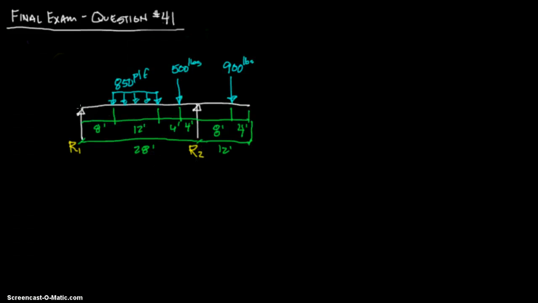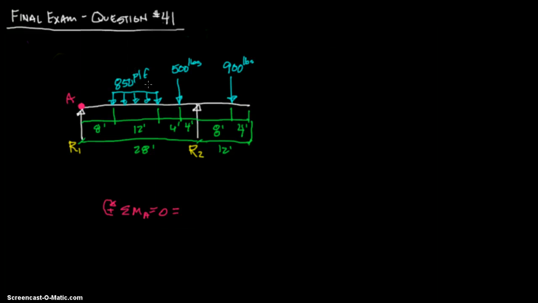And the answer would be sum of the moments at R1, or we'll call it A, and then that will make R1 times 0 foot equals 0, and therefore you will isolate R2. So you sum the moments about A, and I called that point A, remember, equals 0, and I'm going to call this the positive direction.